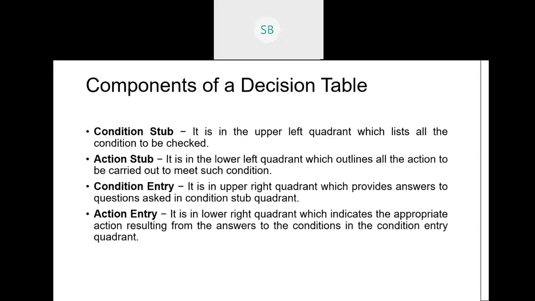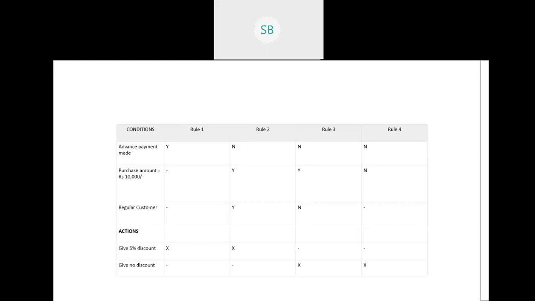Next, for a decision table, we have the condition stub, action stub, condition entry, and action entry. We'll understand this, but I'll just inform you and then I'll show you in the diagram also. So what is a condition stub? Let me show you a decision table first. So this is how a decision table looks. Here you see the conditions, right? These are the condition stub. This is the action stub. For now, you check the condition stub and the action stub.